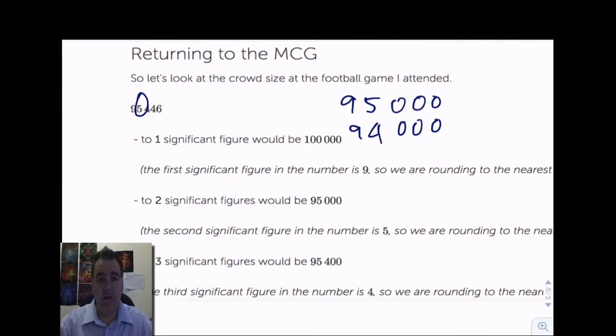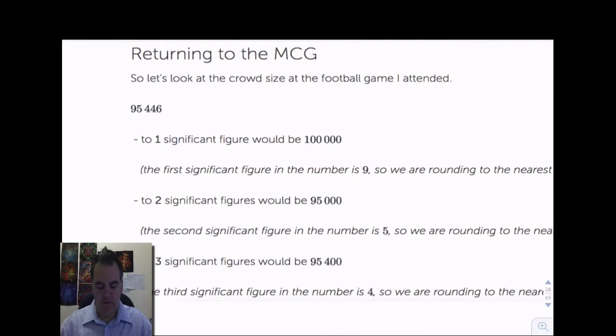Or you could apply the same test you use for rounding decimal places. Look at the next digit along. If that next digit is between 0 and 4, you stay with where you were. If it's 5 or above, then you round up. In this case, we've got a 4 in the third position, so the answer we're looking for is 95,000. I'll leave it the same.